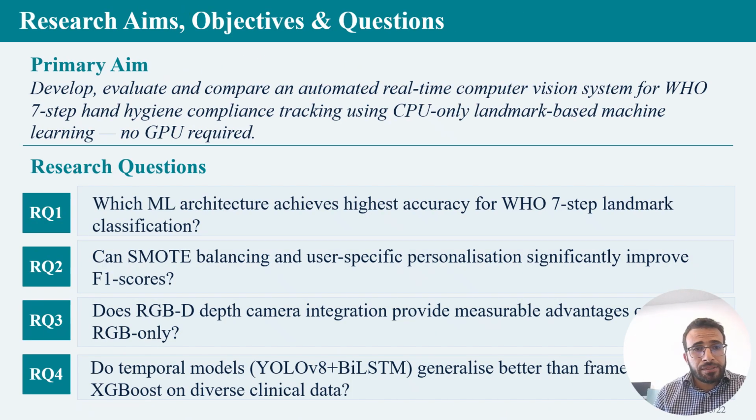Our aim is to develop, evaluate, and compare an automated real-time computer vision system according to the WHO seven steps. We will use only CPU, not GPU, as it is cheaper than GPU. And in our machine learning, we use XGBoost.